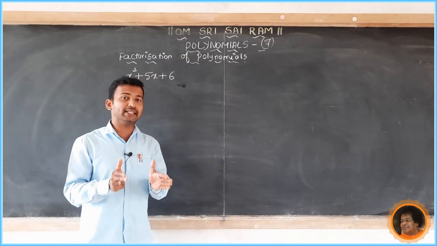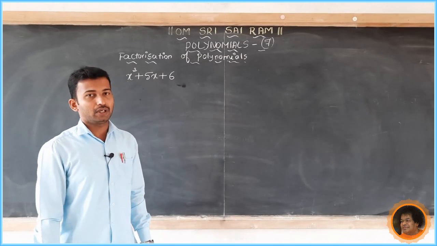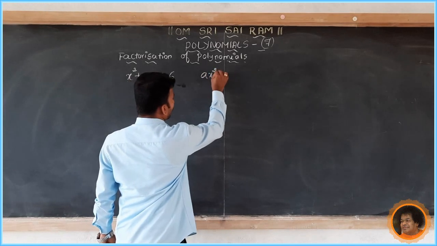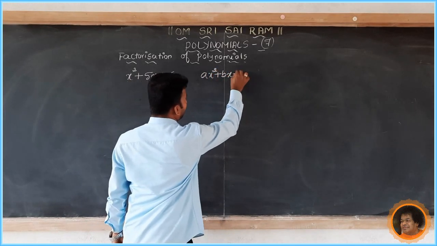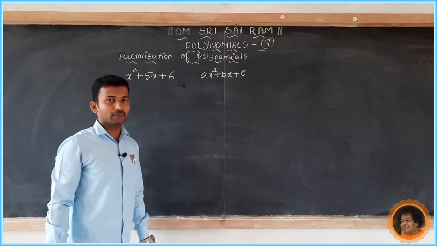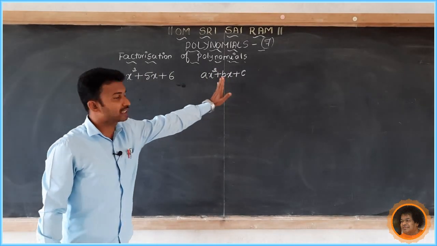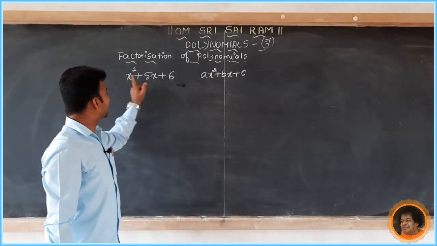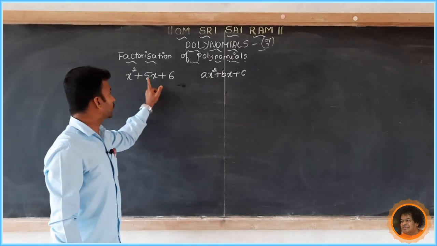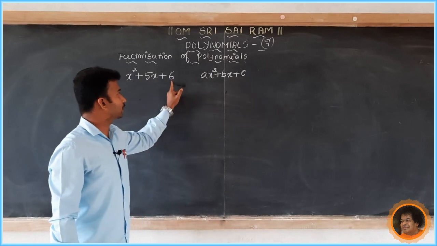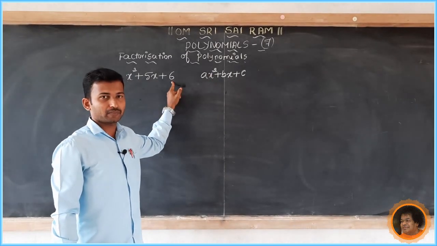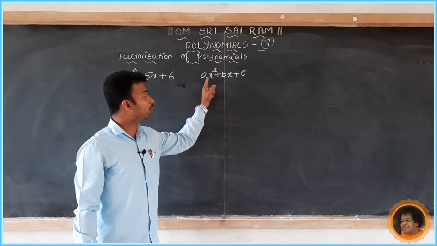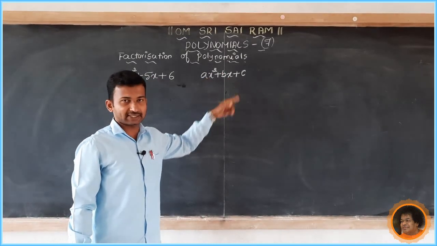So, how to split the middle term? The polynomial is in the form ax square plus bx plus c. Compare the polynomial with this general form. a is equal to 1, b is equal to 5 and c is equal to 6, the constant. And 1 and 5 are the coefficients of x square and x respectively.